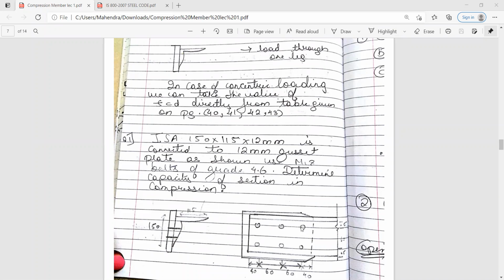Here the distance between the two bolts, the middle bolts, is 60, and the upper distance is 45, and here there is 45. Total comes up to be 150. As you can see, this is your angle section, the middle one, and the plate outside is nothing but the gusset plate.